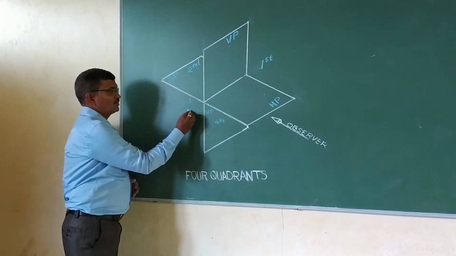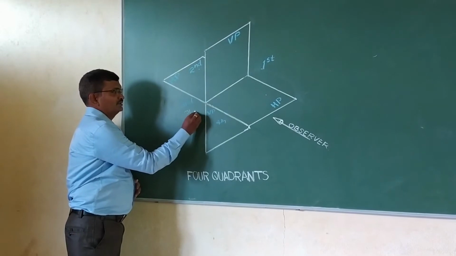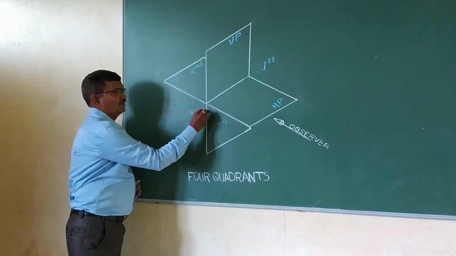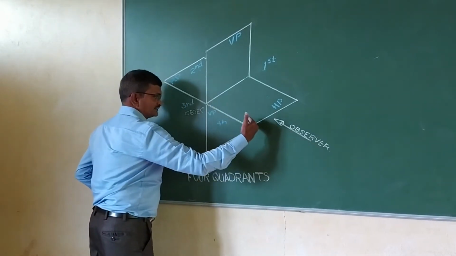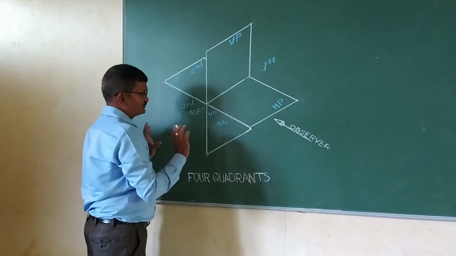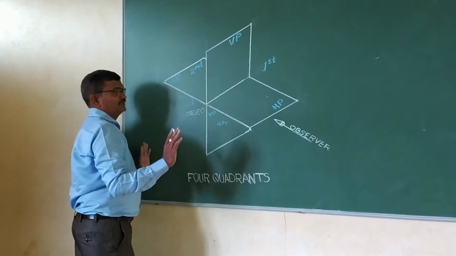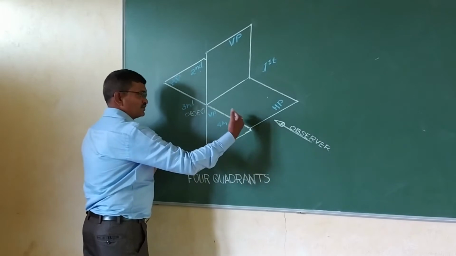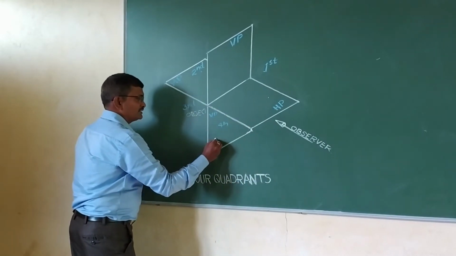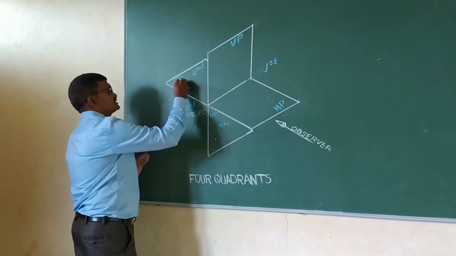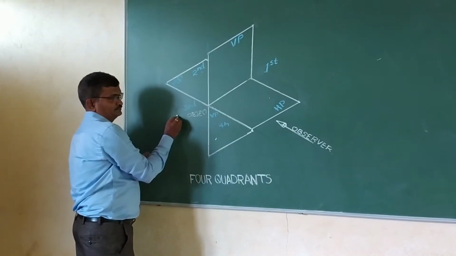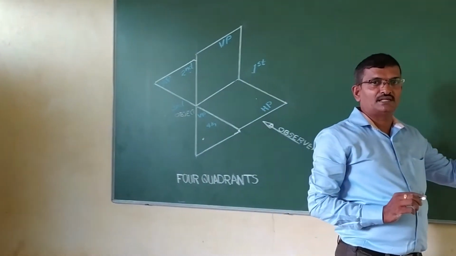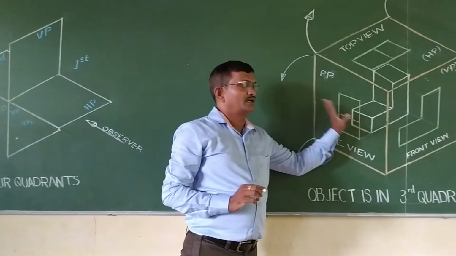Here we have to place the object. Here is the object, and we observe from the right hand side, or sometimes we have to observe from the left hand side also. Here we are observing from the right hand side. In the third quadrant, this is the VP, this is the HP, and here is the PP. So I will explain when the object is placed in the third quadrant.